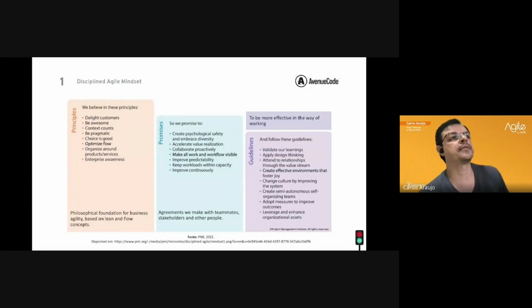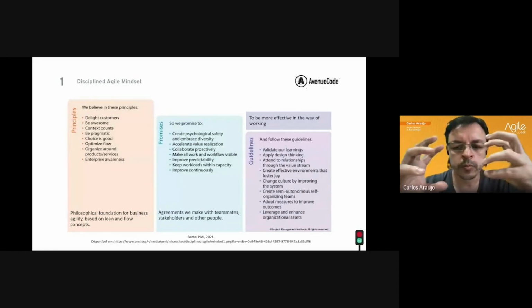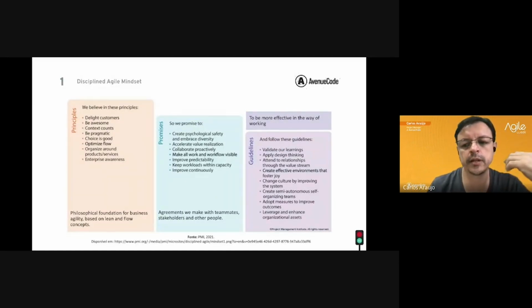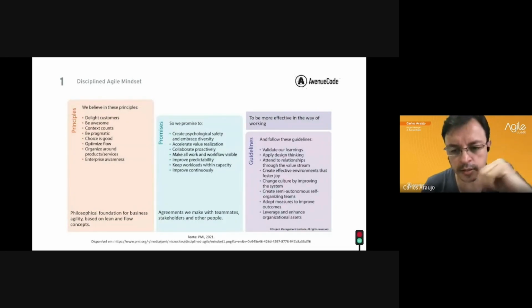So we cannot only think that one framework, one approach is correct, or that it's the way we should follow. We must reflect, we must think on how we can change this context, okay? How we can use it in a way that we think is better for us to succeed in our implementations. What else do we have? We have be pragmatic. We have choice is good. It's totally context driven. Optimize flow, organize around product and service, and also enterprise awareness. Disciplined Agilists look beyond the needs of their team and take into account the long-term needs of the organization. Okay, so we need to tailor, we need to understand the company needs, or what objective the company has, and everything.